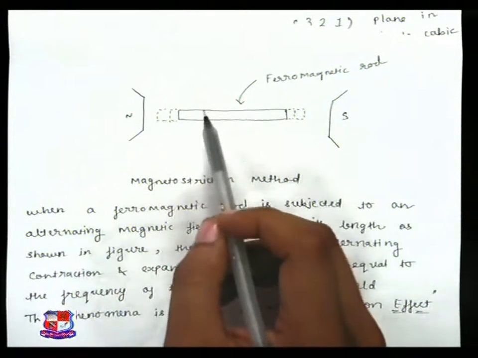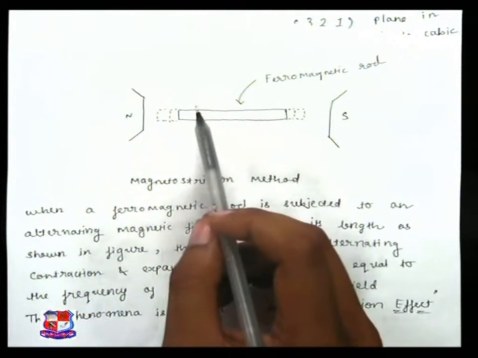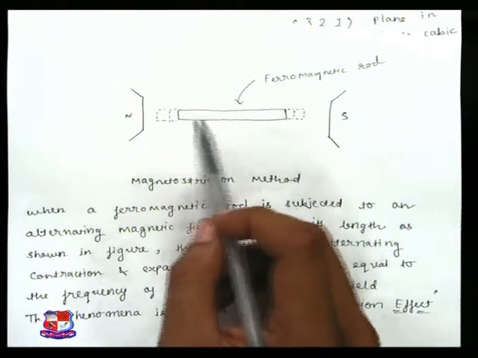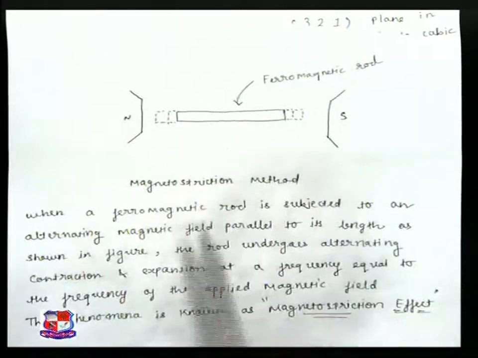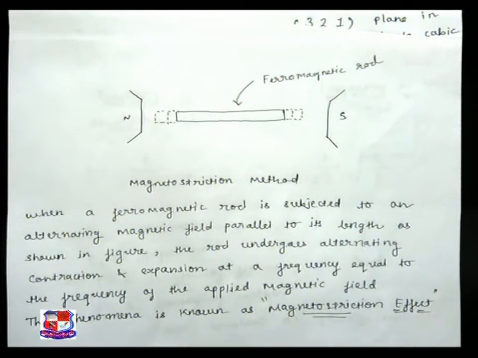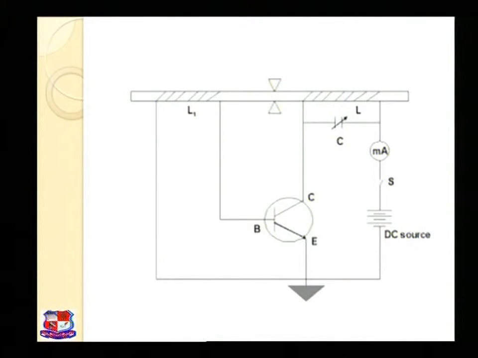Now due to this effect, resonance will be created and this rod will vigorously vibrate and create ultrasonic waves. On the next slide, you can see the circuit diagram of an oscillatory circuit, or a resonant circuit.